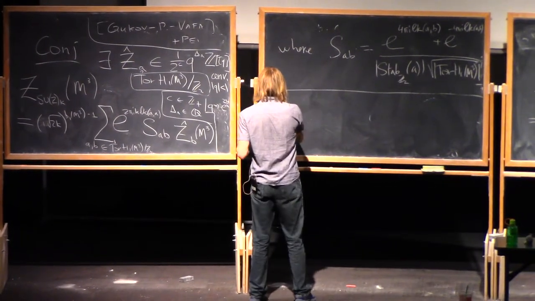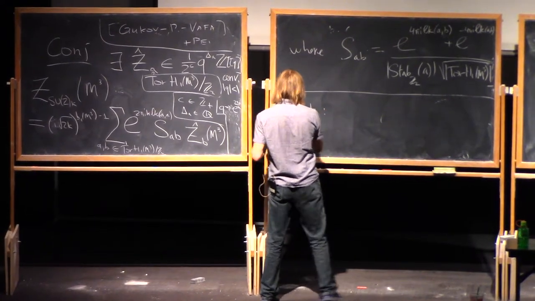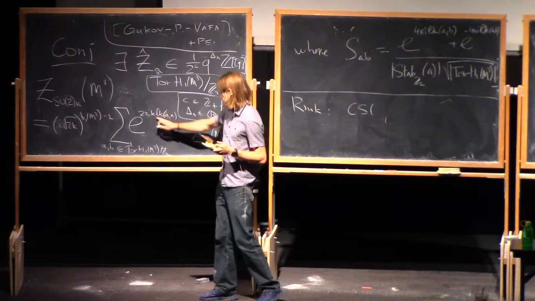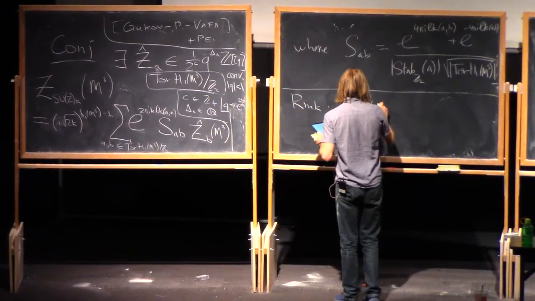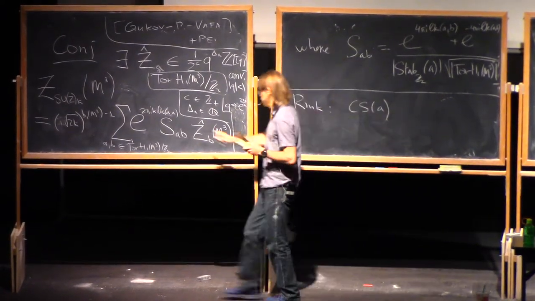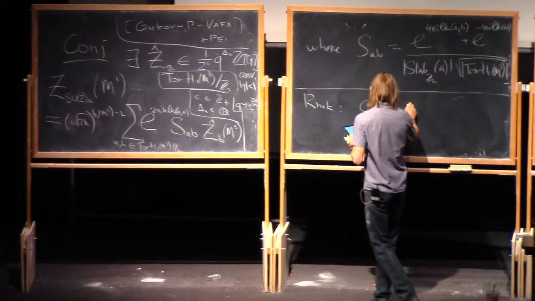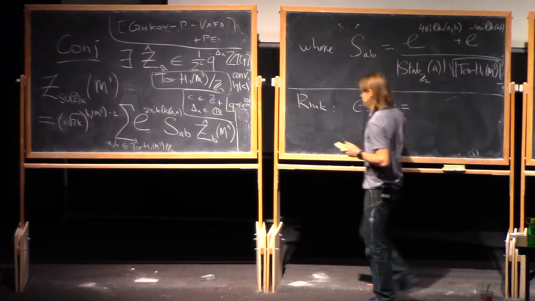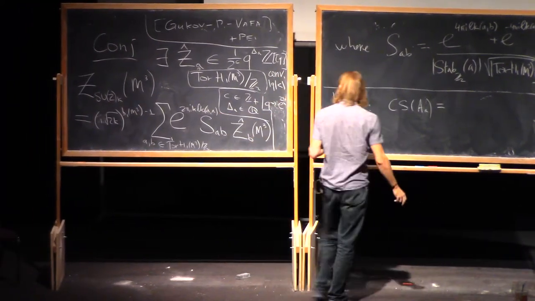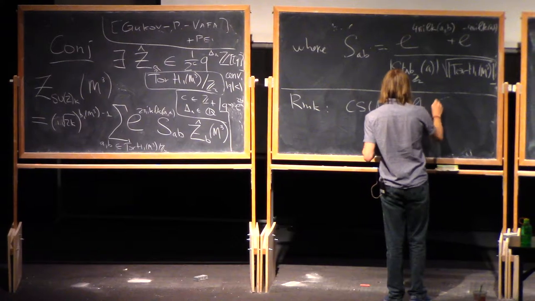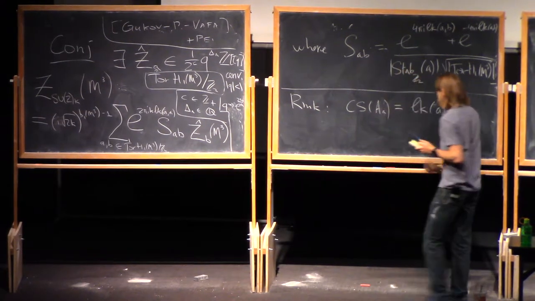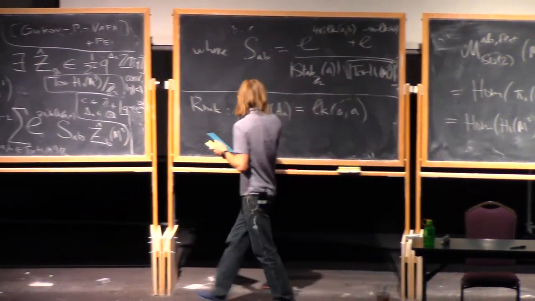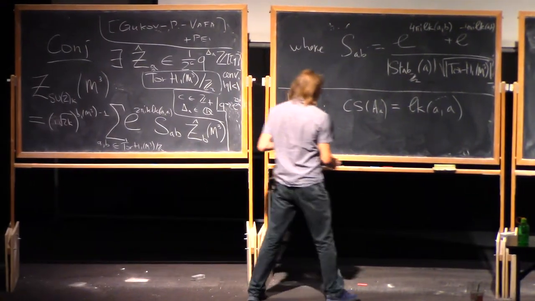First of all, before mentioning this, let me make the following remark. The factor which appears here in the exponential is just the value of the Chern-Simons functional on the corresponding abelian flat connection, because of this relation, which is one of the exercises today.